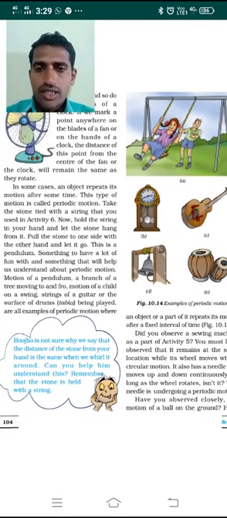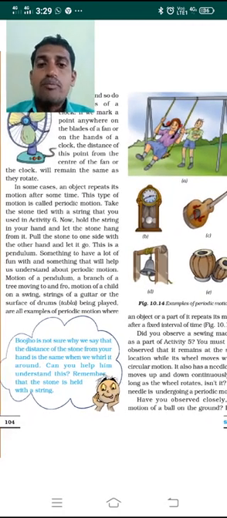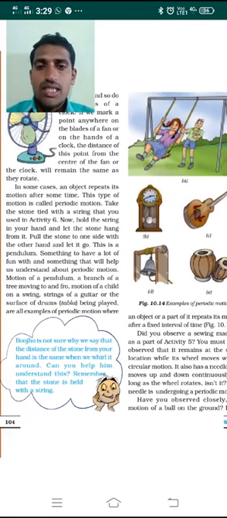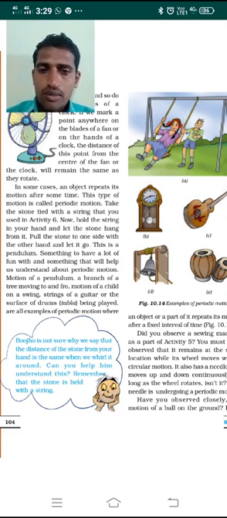Now let's go to the next type of motion, that is periodic motion. How is it? Let's see. In some cases we see that the object repeats the motion after some time. Even after some time the object repeats the motion. This type of motion we call periodic motion.